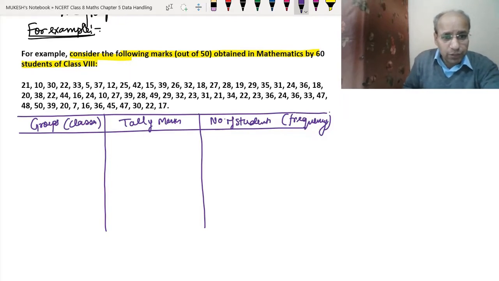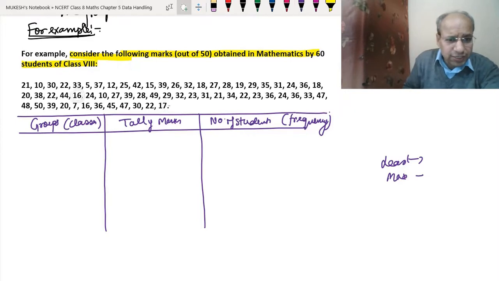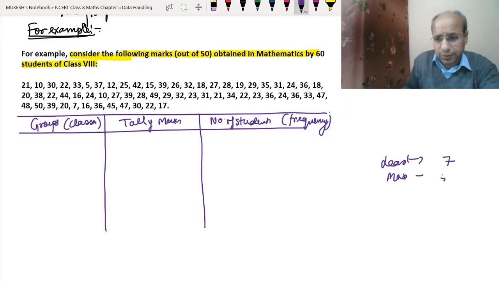See, first of all, we have to check which is the least one and which is the most one. So least and maximum. Here, what we can see, 17, we are looking at least. I think there is, yes, 16 is there, which is also least. Do we have, yes, 7 is there. Do we have any number less than 7? We don't have any number less than 7. So the least marks is 7. Okay. Now we have to see the most ones. 50 we have, most out of 50. So maximum marks we have is 50.